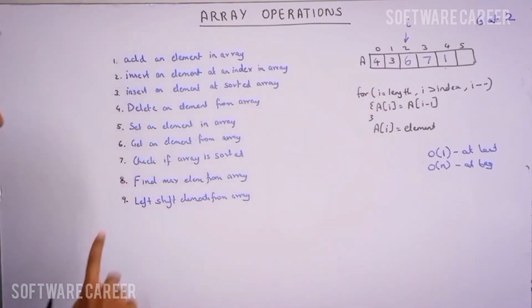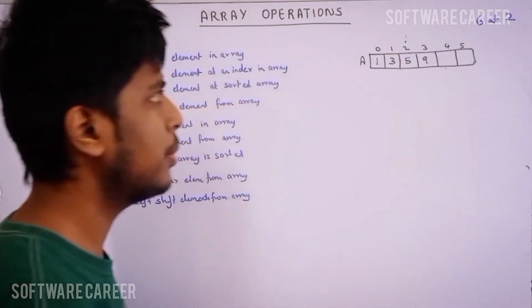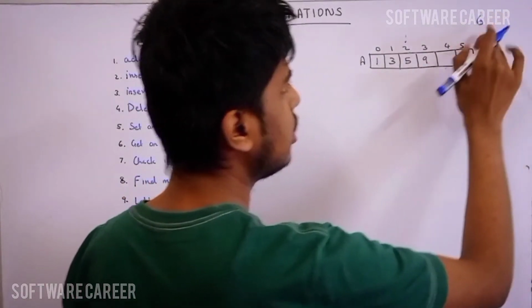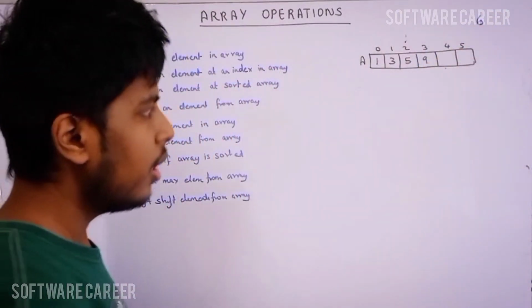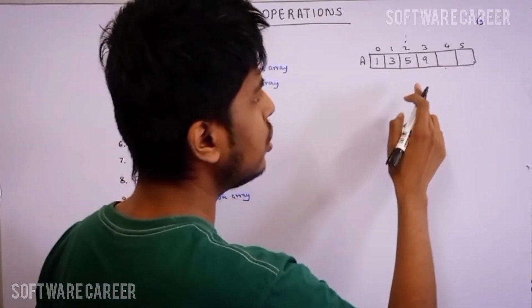Now let's see how to insert an element in a sorted array. Suppose these elements are present in this array. Now I should insert 6. Suppose I want to insert 6 in this array, then I should insert 6 at the correct position. Now how should it be inserted?